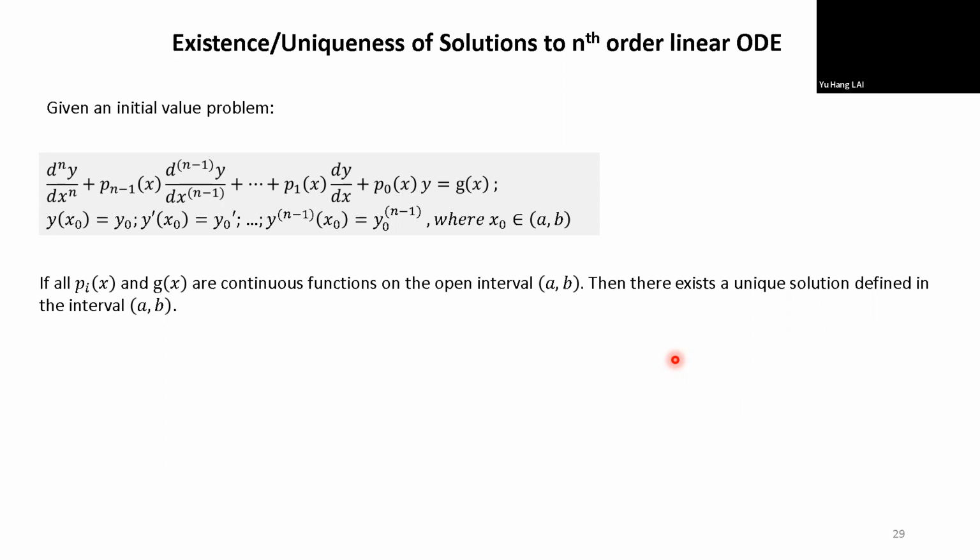Okay, so let's continue. We have finished everything about the second order ODE. Next, I'll give you a very brief overview of the so-called nth order ODE. So n is any number; it can be 3, it can be 4, and so on.